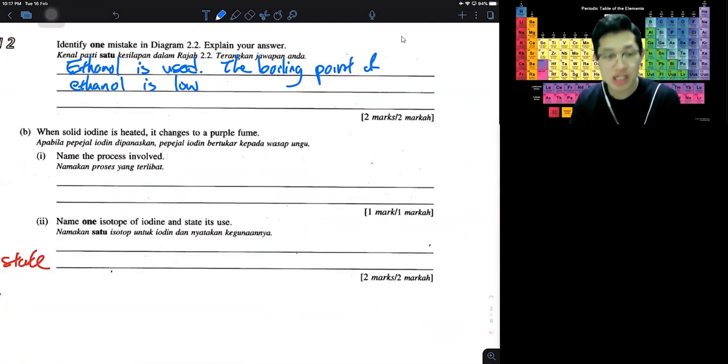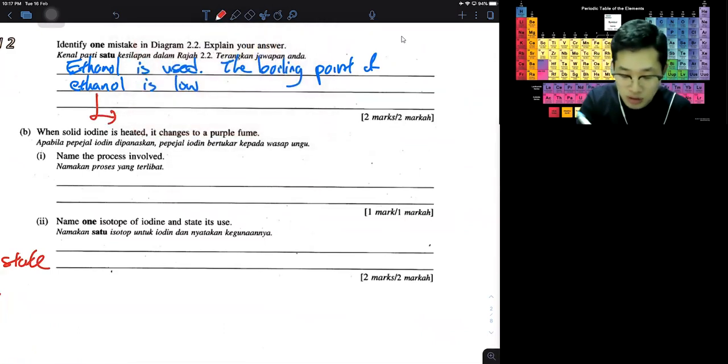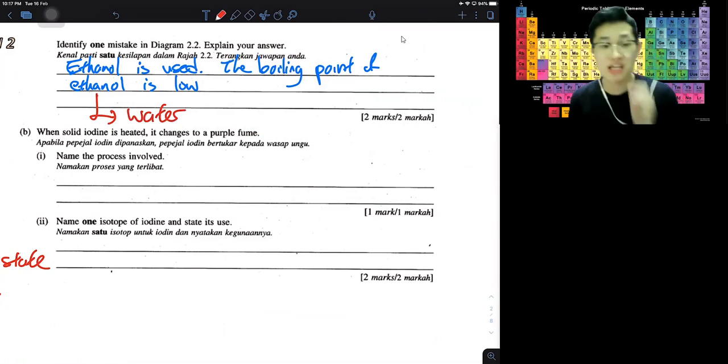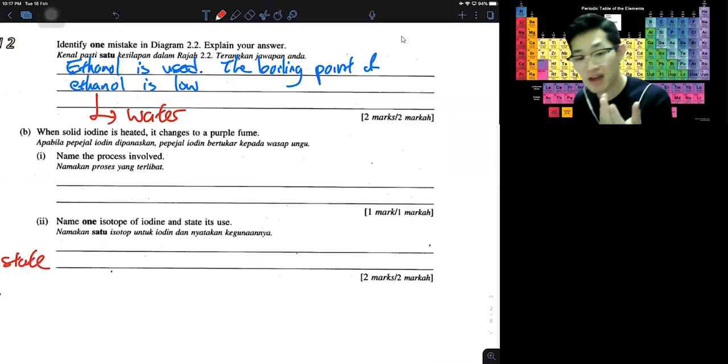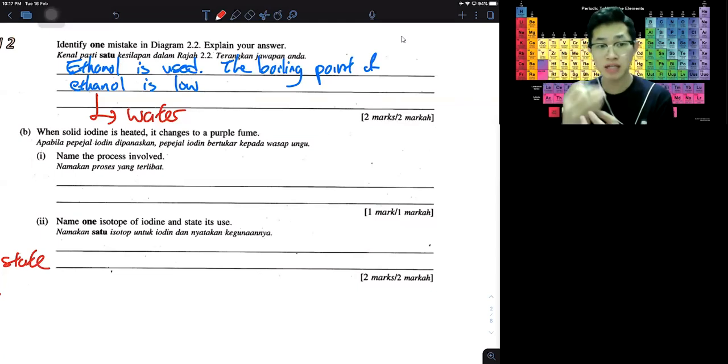Of course, they can also ask you, if you don't want to use ethanol, what can you use? You can use water. If the melting point of the substance is below 100, we use water. Below 100, we use water. If the melting point is above, it is very volatile, cannot. If the melting point is above 100, you use oil.